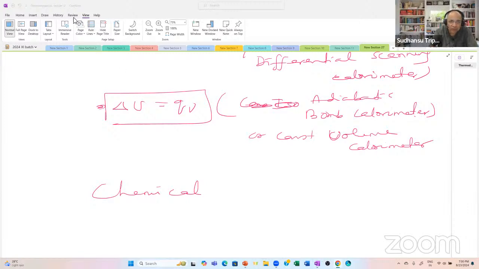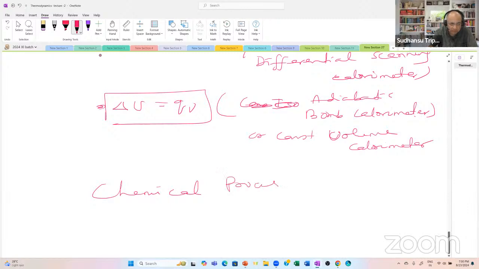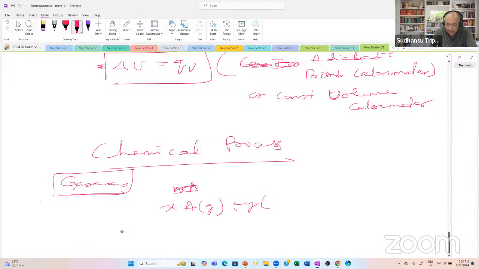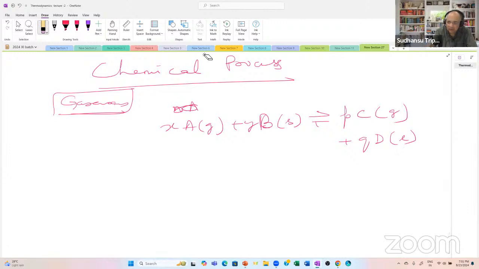Chemical processes. Supposing we are carrying out a chemical reaction, a gaseous reaction, where xA(g) plus yB, supposing this is a solid, gives rise to pC, supposing this is a gas, and qD, supposing it is a liquid. This is a chemical reaction that is happening. Let me not write the reversible sign.